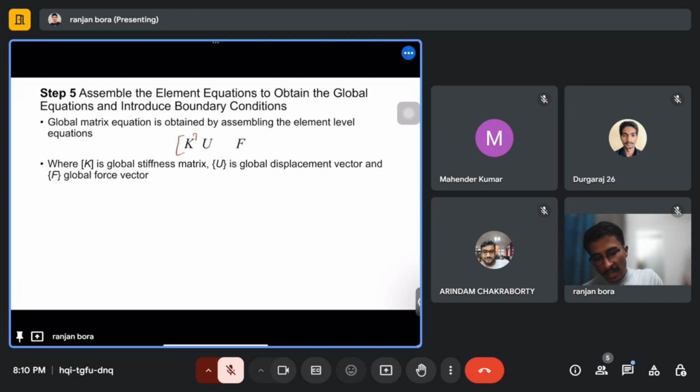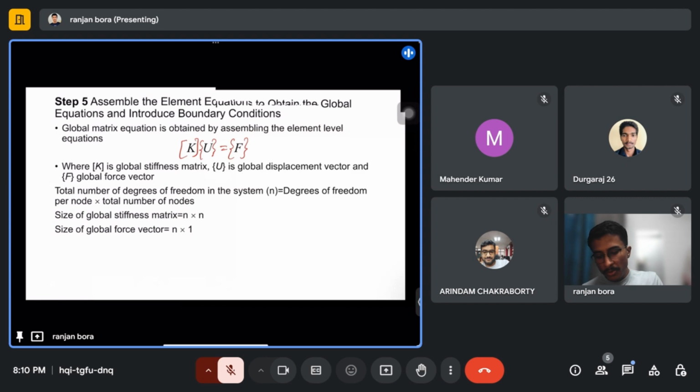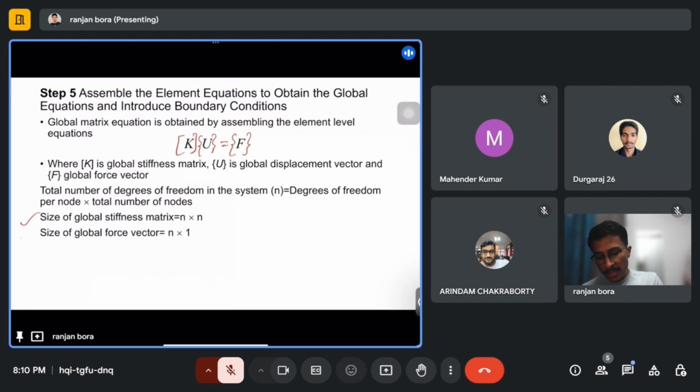Here K u equal to F. K is the global stiffness matrix, u is the global displacement vector, and F is the global force vector. Now how do you know the size of the global stiffness matrix and the size of the global force vector? There is one formula here: the total number of degrees of freedom in the system is degrees of freedom per node into total number of nodes.